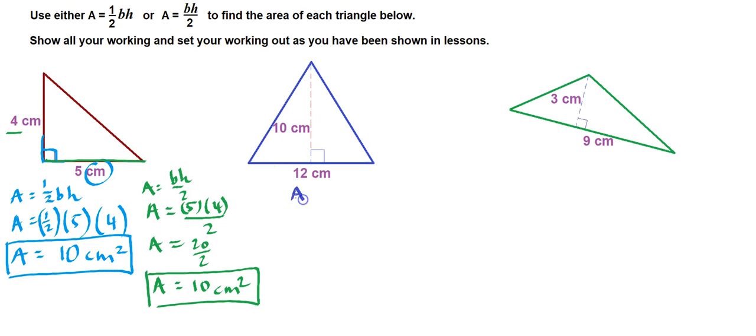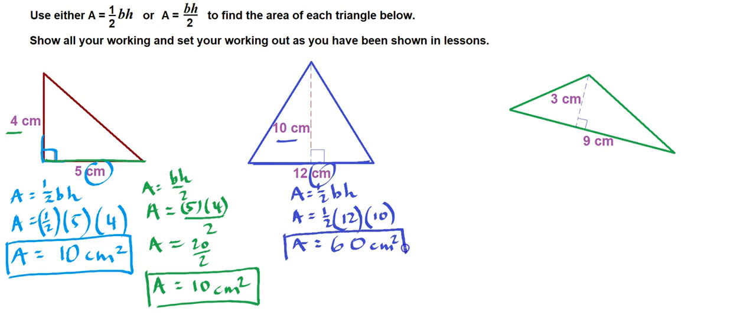Again, we go area equals half the base times the height. So area equals, we've got the half, that stays. The base is 12. The height is 10. So a half times 12, which is 6, times 10 is 60. We're talking centimeters, and it's squared because we're talking area.